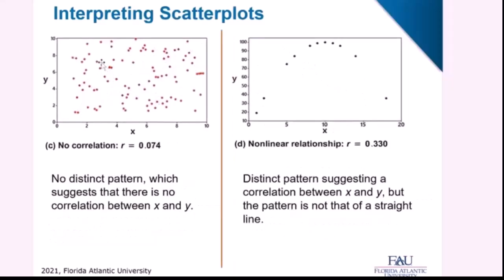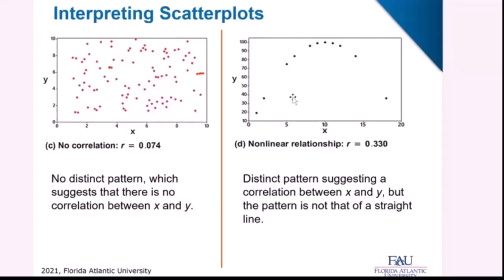Now, if I look at this, they're just all over the place. I can't tell where a line might be. They're scattered everywhere. Here, R is equal to 0.074, which is very close to zero. No distinct pattern, which suggests there is no correlation between X and Y.